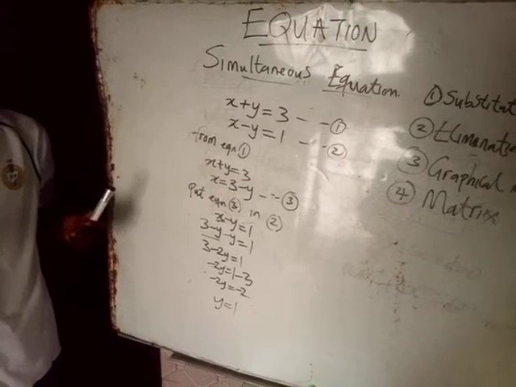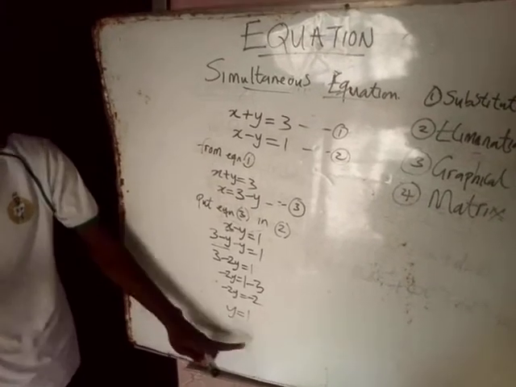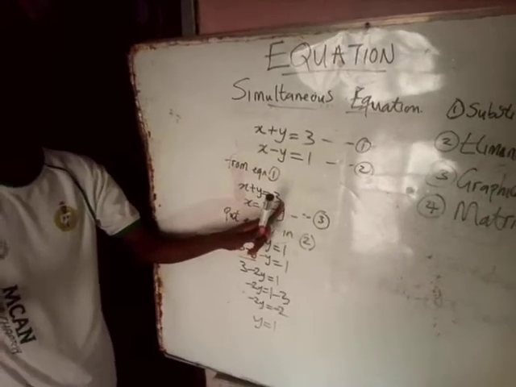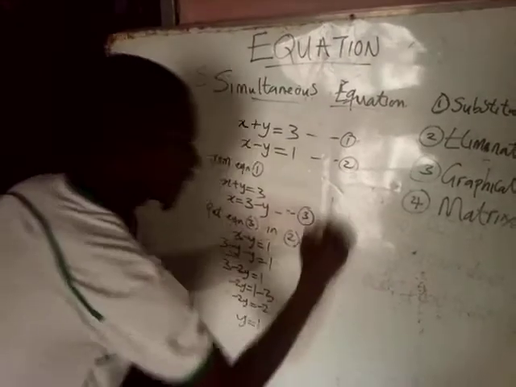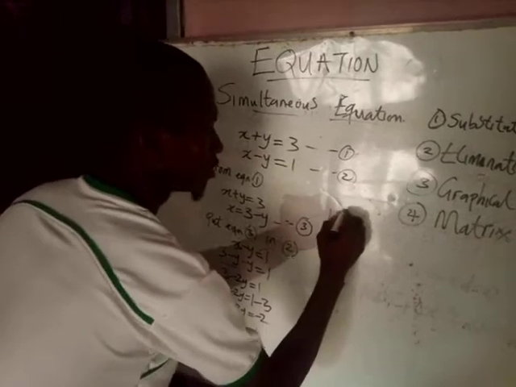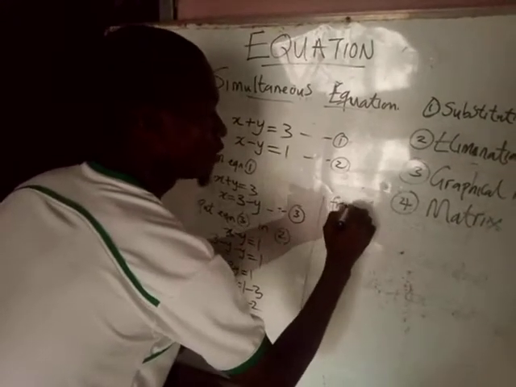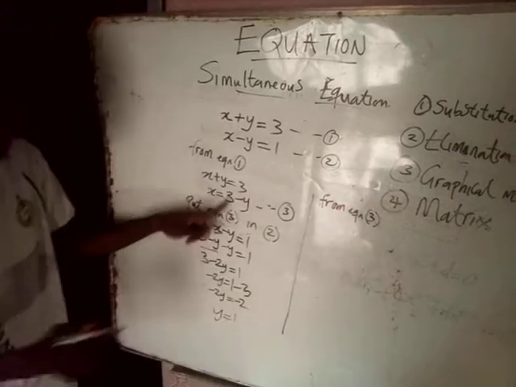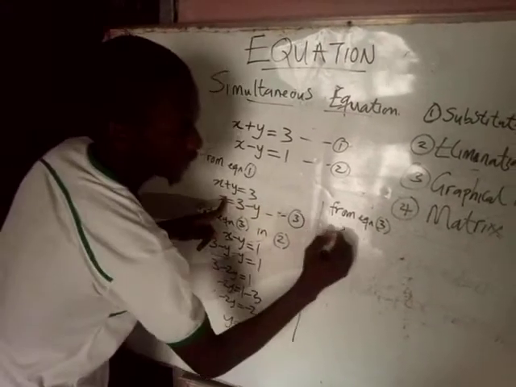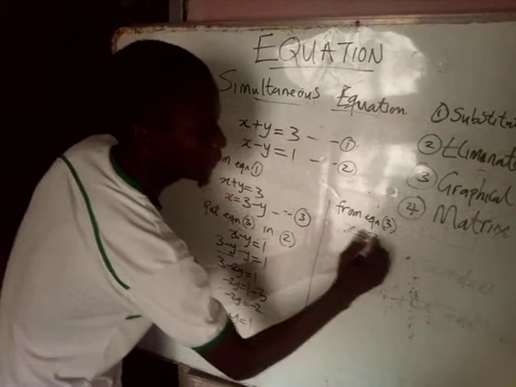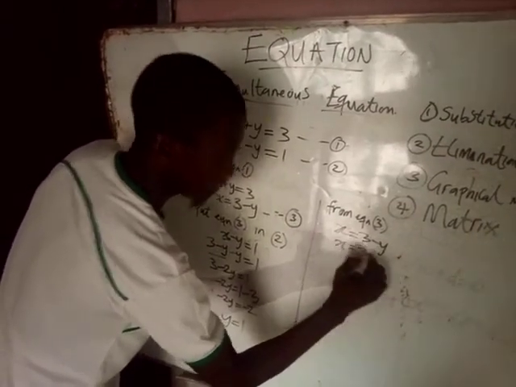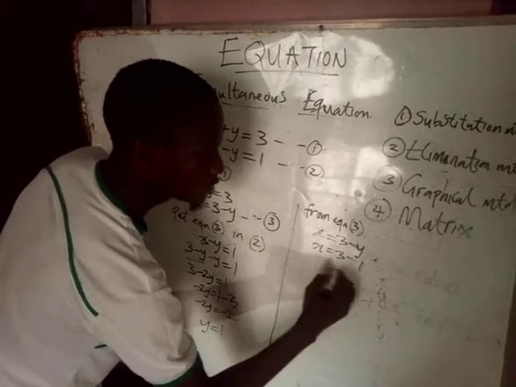Is it clear? So when your y is equal to 1, you remember we have equation 3. You just write here, from equation 3. What is your equation 3? x is equal to 3 minus y. So x is equal to 3 minus 1, which is equal to 2.